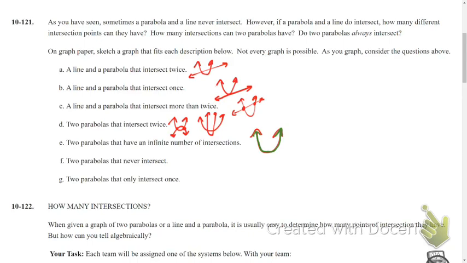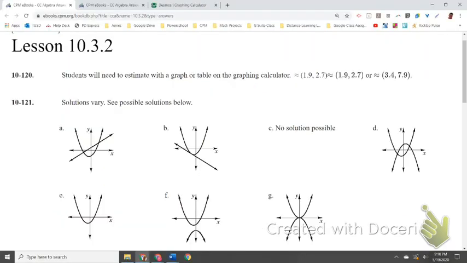Okay, 2 parabolas that never intersect. Easy peasy. There's one, there's another one. They're never going to touch. And then 2 parabolas that intersect only once. Could be like this. Intersects only once. Okay.